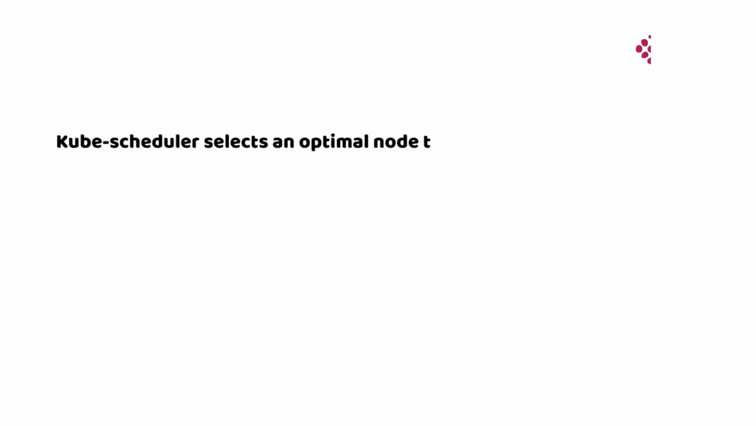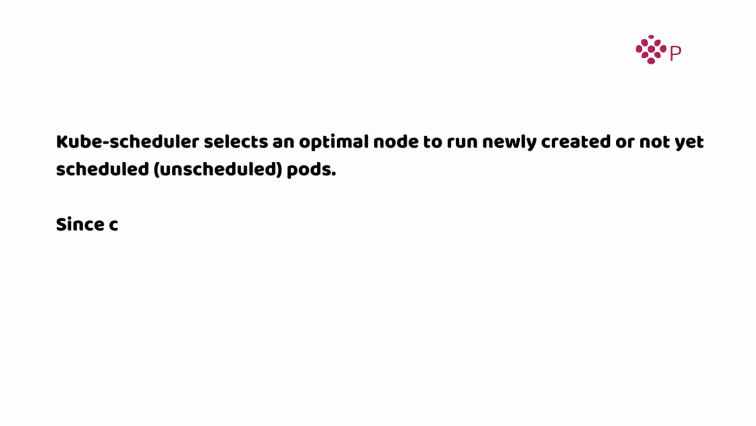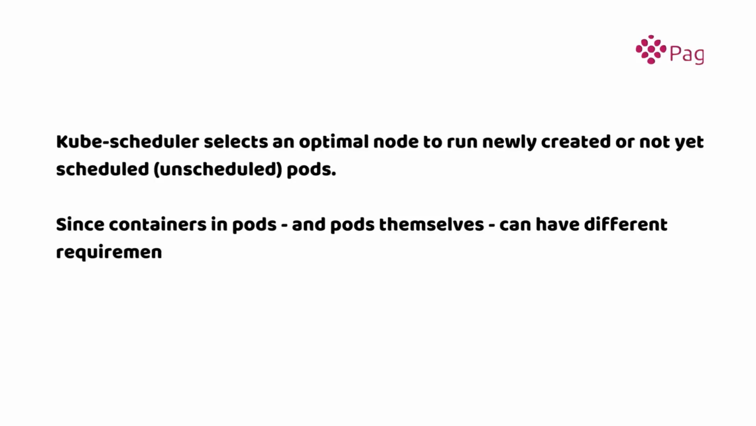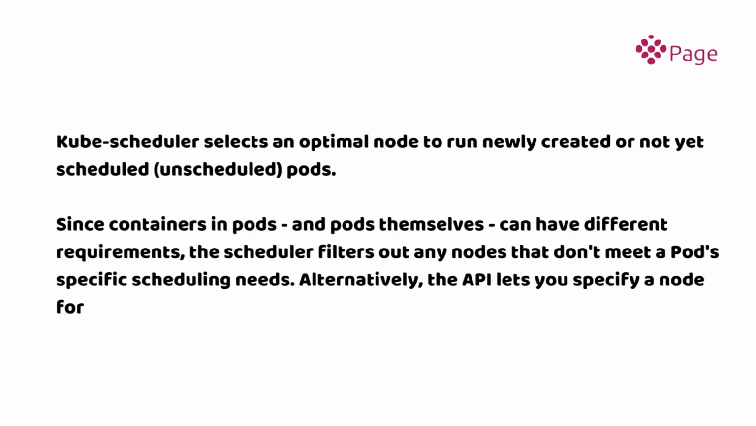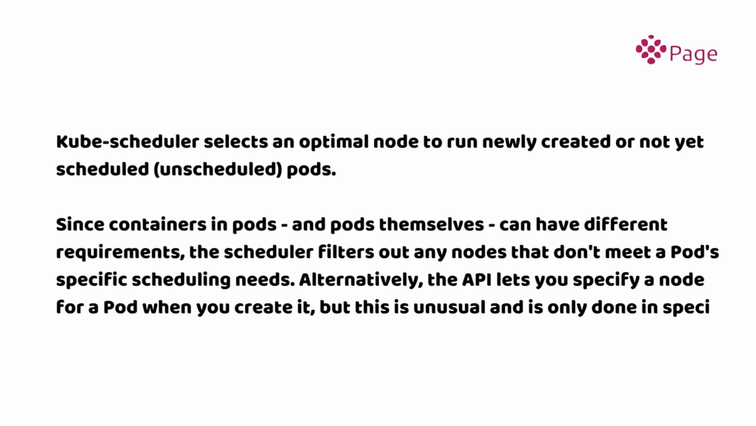Kube-scheduler selects an optimal node to run newly created or not yet scheduled, unscheduled, pods. Since containers in pods, and pods themselves, can have different requirements, the scheduler filters out any nodes that don't meet a pod-specific scheduling needs. Alternatively, the API lets you specify a node for a pod when you create it, but this is unusual and is only done in special cases.